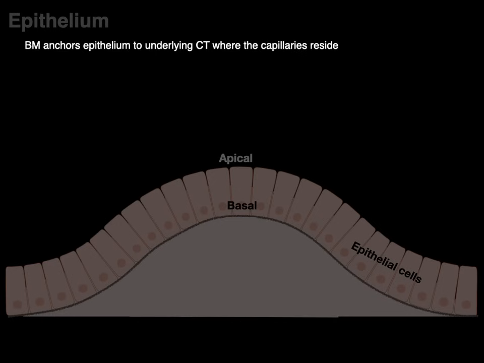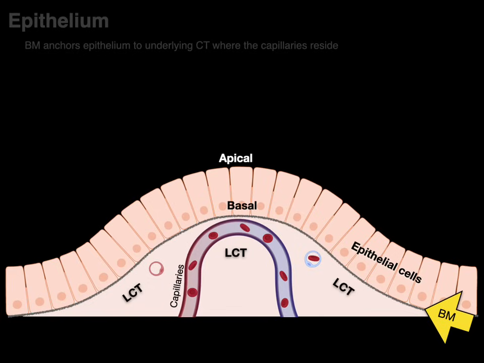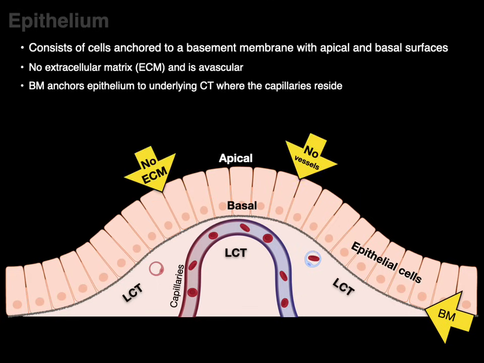Now, the basement membrane, not bowel movement, anchors epithelium to the underlying connective tissue where the capillaries reside. So there's the basement membrane, and there's the loose connective tissue, and there's a capillary, and that capillary is allowing the oxygen and nutrients to diffuse into the epithelial cells to supply it. So there's a capillary, and there's a capillary in cross-section. That second arrow is what it looks like often in an H&E stain.